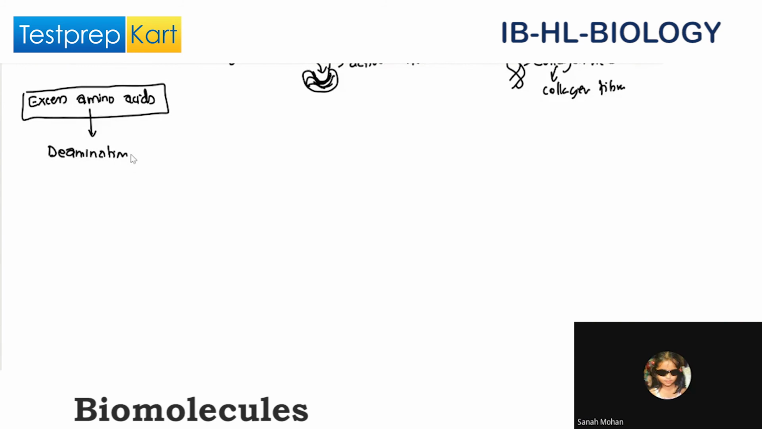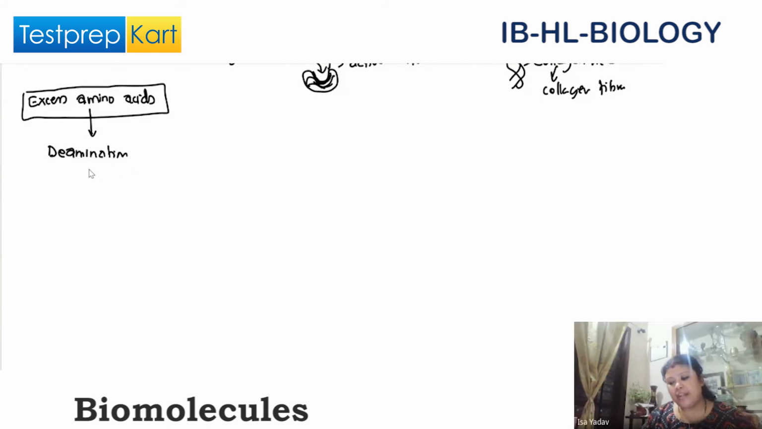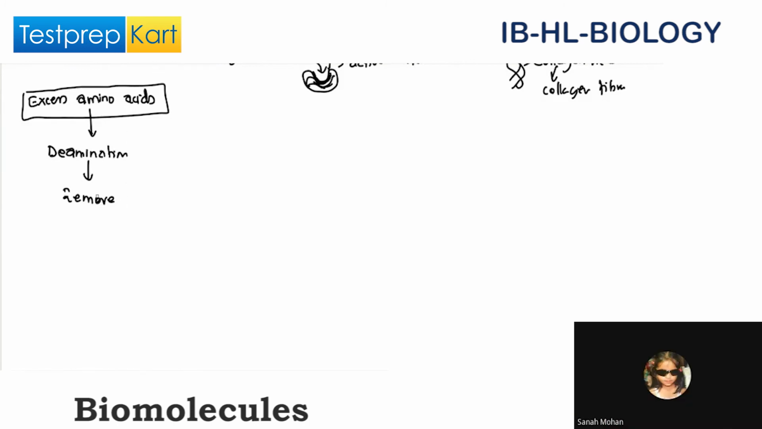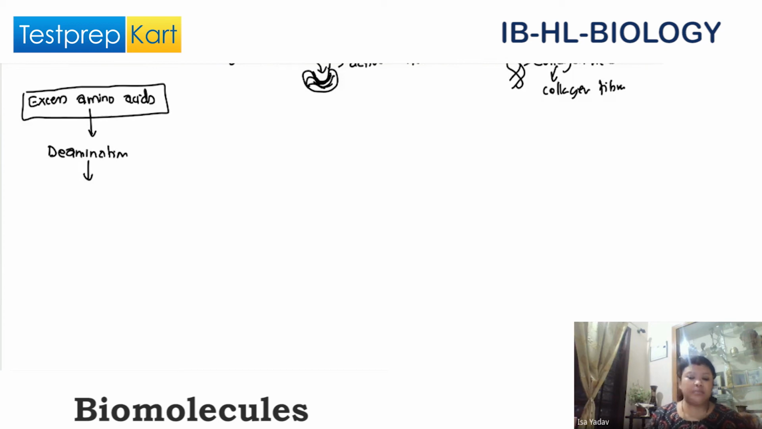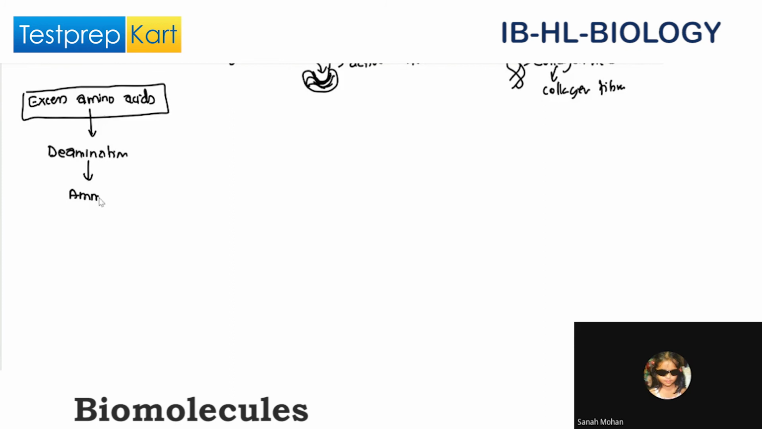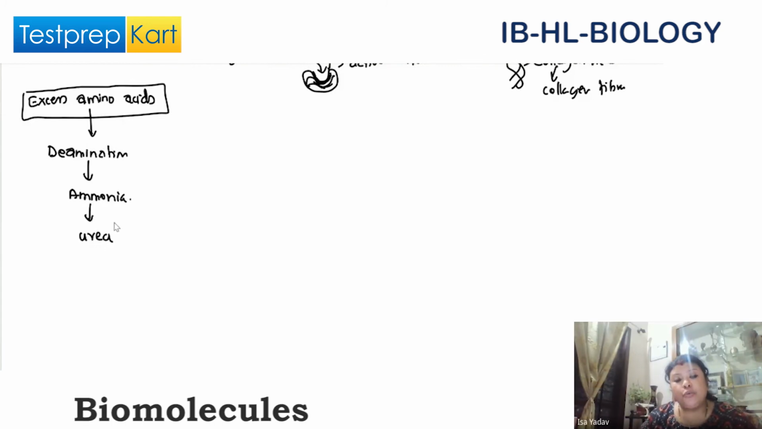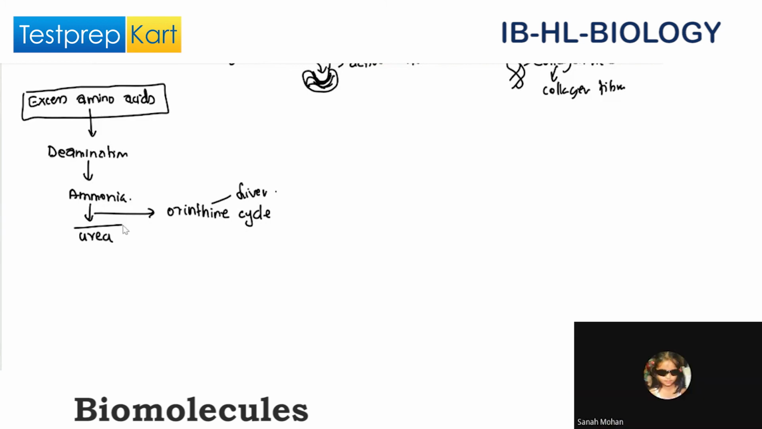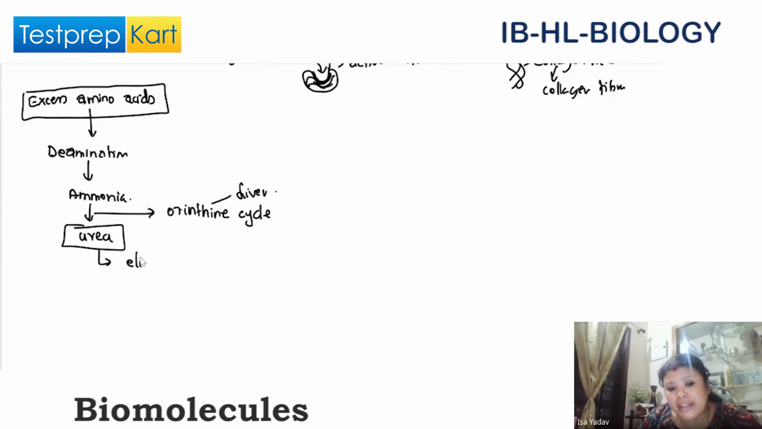Deamination. Clear? After deamination, these are then removed. After deamination, it is converted into ammonia, right? This ammonia will be converted into urea, and this happens in the liver in a cycle called the Ornithine cycle. Urea is then eliminated in the urine. Clear?